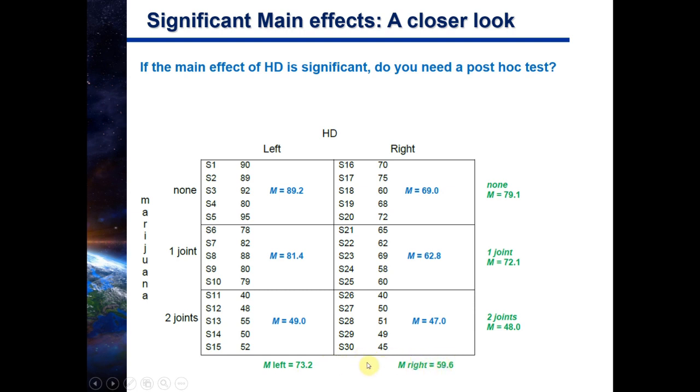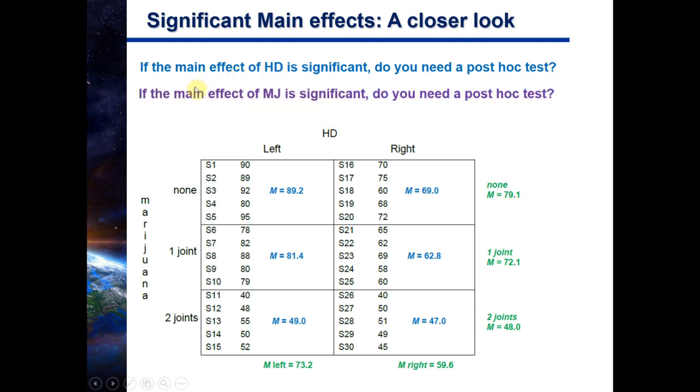Do not do a post hoc test on this data, on these marginal means, because you only have two. Post hoc tests are only done if you get a significant F value and you have three or more means you're comparing. So now I've given away the answer to this next question.